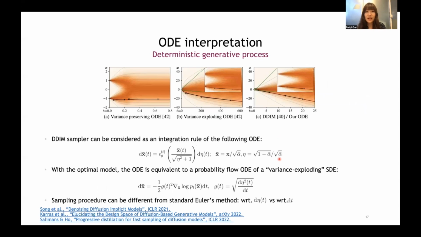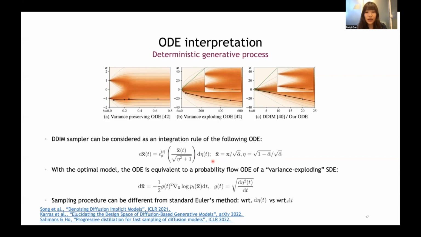And recall that in the second part, we also built a connection between the stochastic reverse process and a probability flow ODE, which corresponds to a deterministic generative process. We can also interpret the DDIM sampler in a similar way. Specifically, this DDIM sampler can be considered as an integration rule of the following ordinary differential equation.